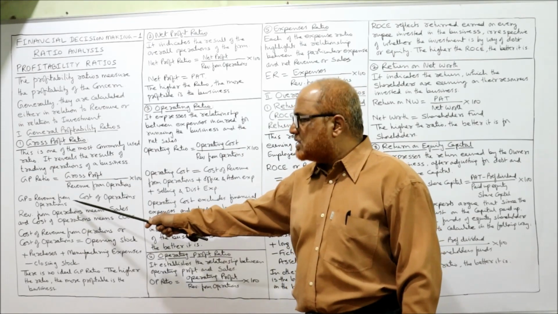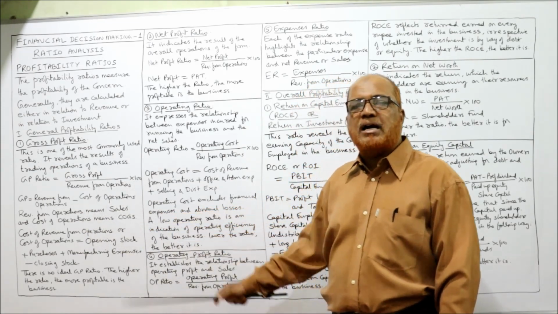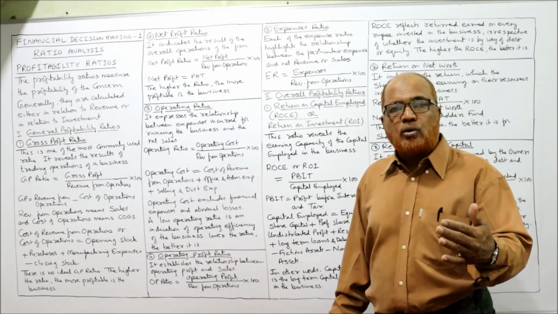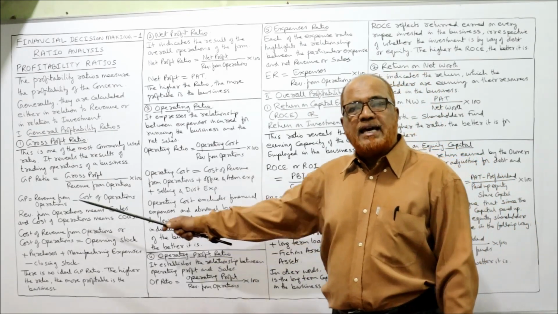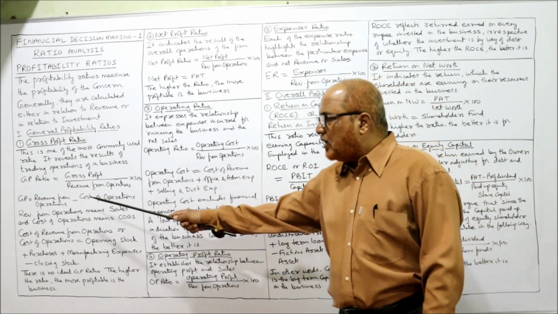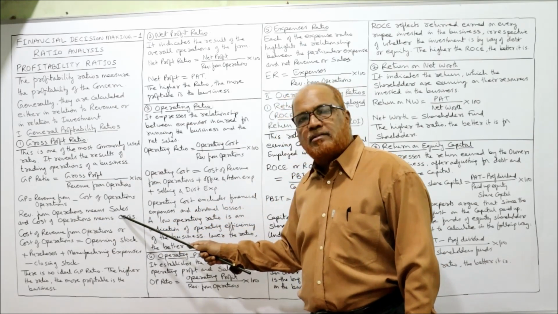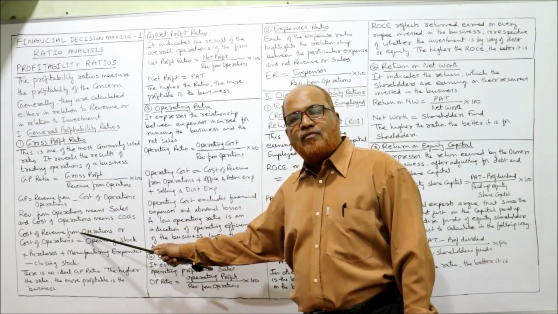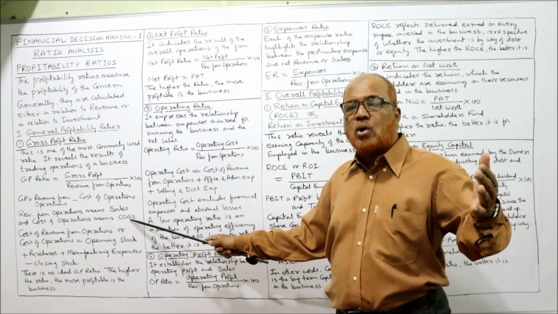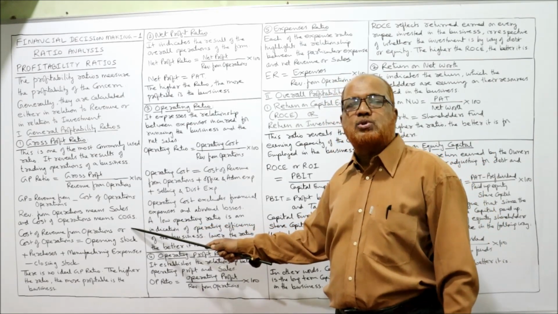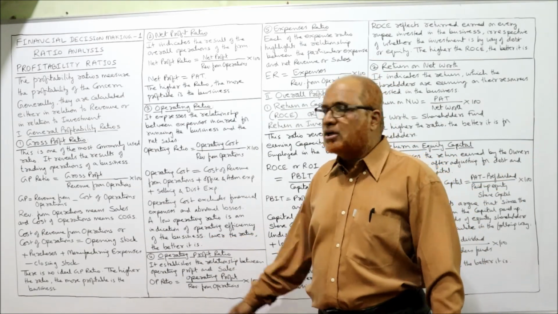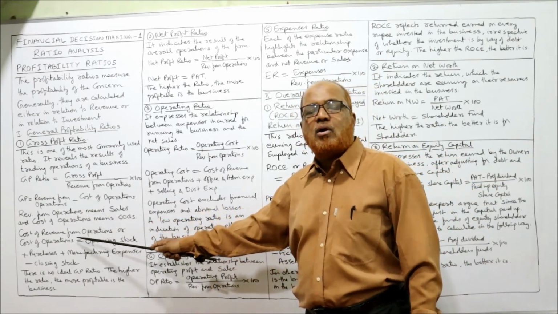Gross profit is equal to revenue from operations minus cost of revenue from operations. So how to find out gross profit? Sales minus cost of goods sold. Revenue from operations means sales, and cost of revenue from operations means cost of goods sold. Earlier we used to call it sales and cost of goods sold, now the name has been changed to revenue from operations and cost of revenue from operations.